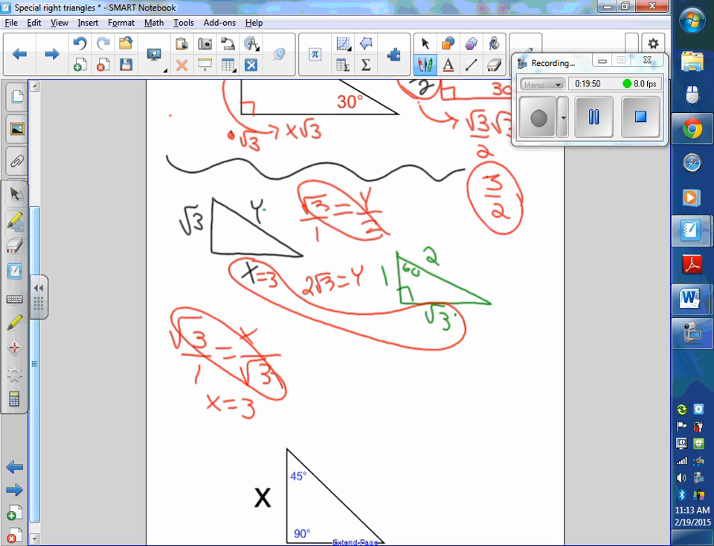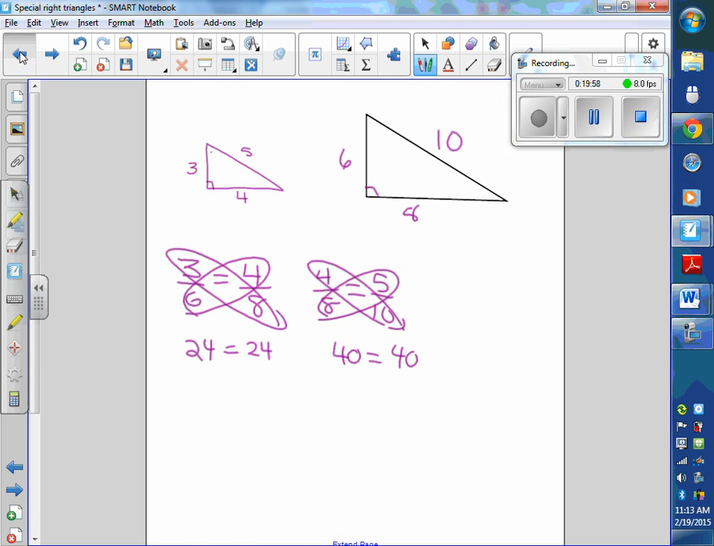Raise your hand if you don't have a system for finding the sides. Everybody can do it one way or the other? Okay. So then let's go all the way back to the beginning.